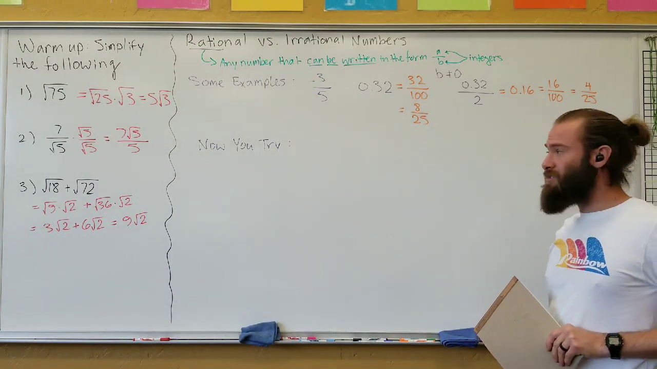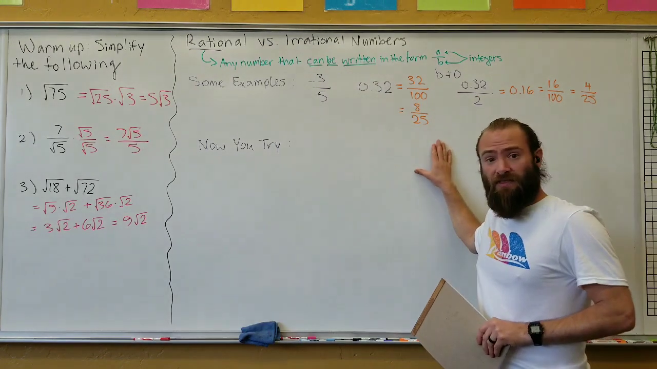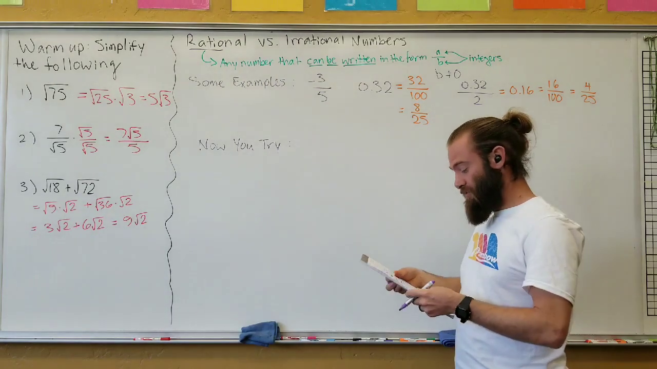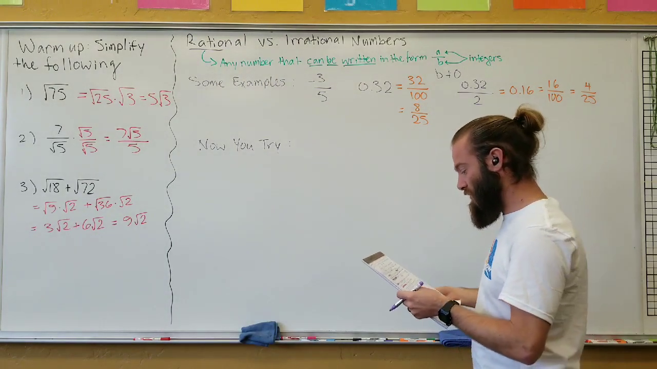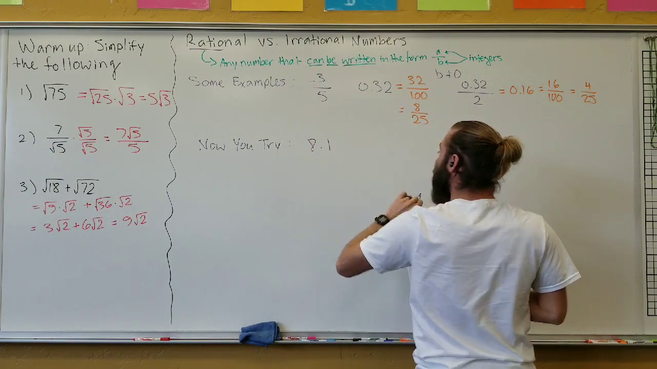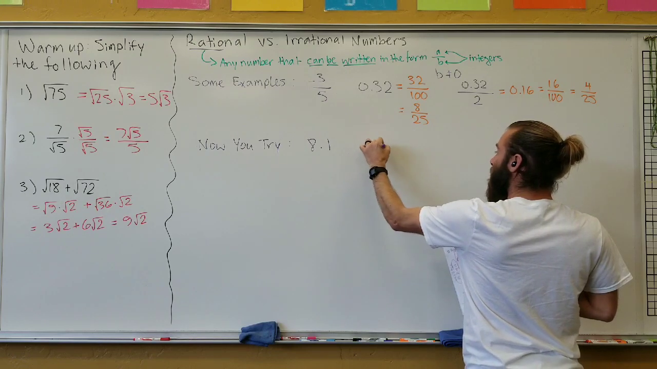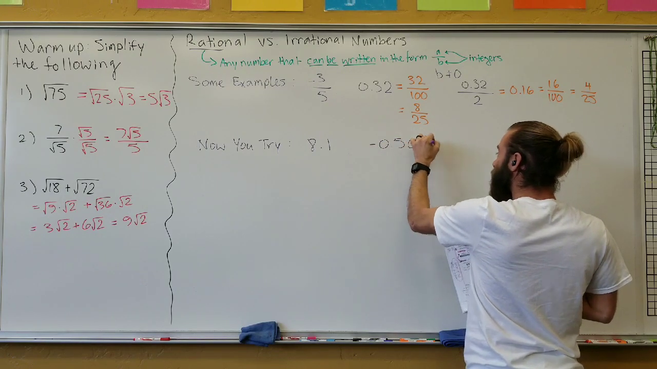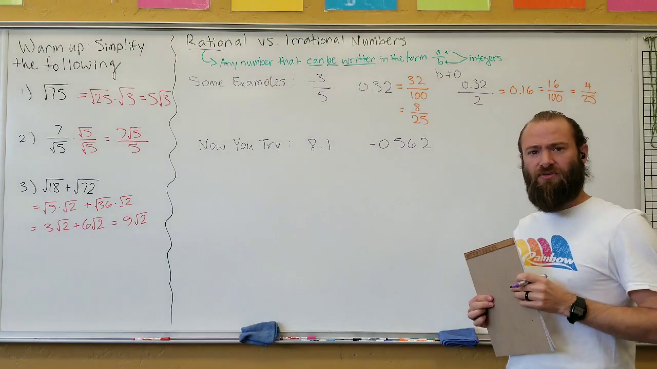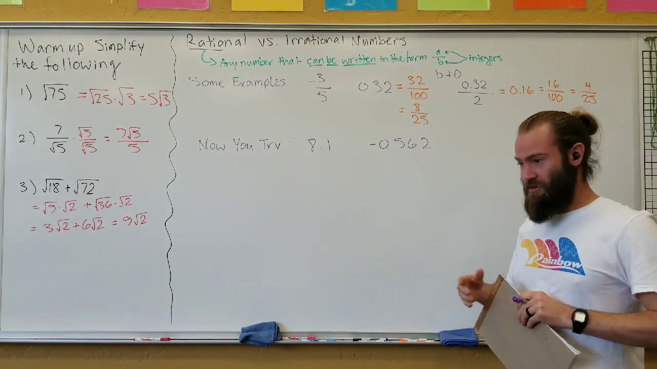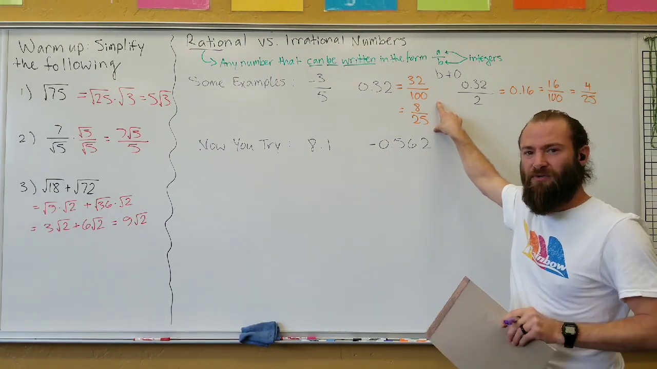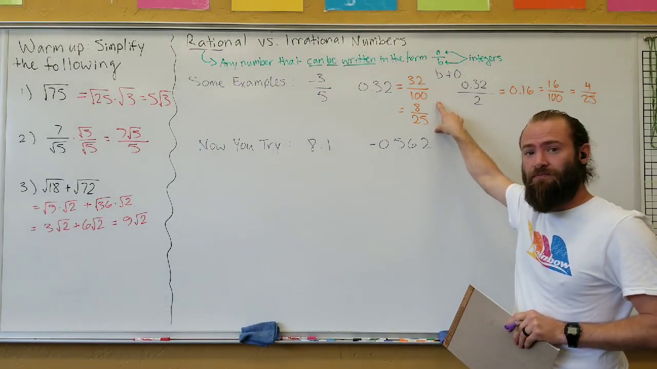So what I'm going to do right now is put some for you to try, and then you can pause the video and we'll come back and do them again together. So here are the ones that I'll have you try yourself. Okay? So let's try 8.1, and let's do negative 0.562. Let's start with those and have you write them in this form as a rational number. Show that they're rational numbers. Okay, go ahead and pause right now.